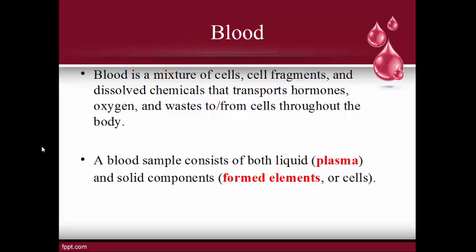Now, blood is made up of two separate parts, a liquid part and a solid part. The liquid part is called plasma, and the solid part is the formed elements, or the cells: red blood cells, white blood cells, platelets. So if it's liquid, it's plasma. If it's solid, it's the formed elements.